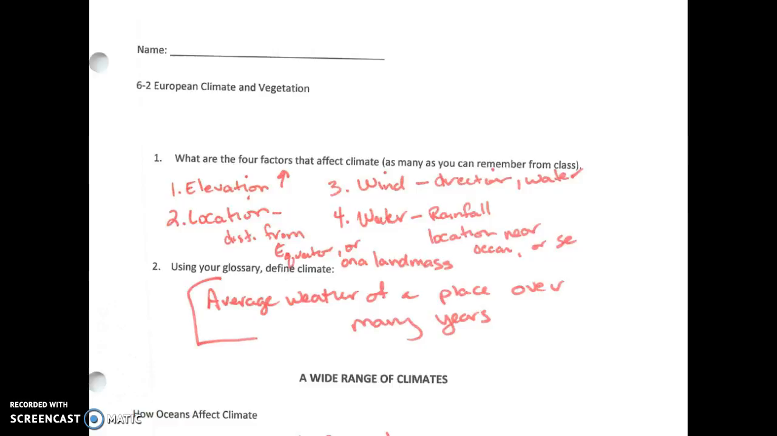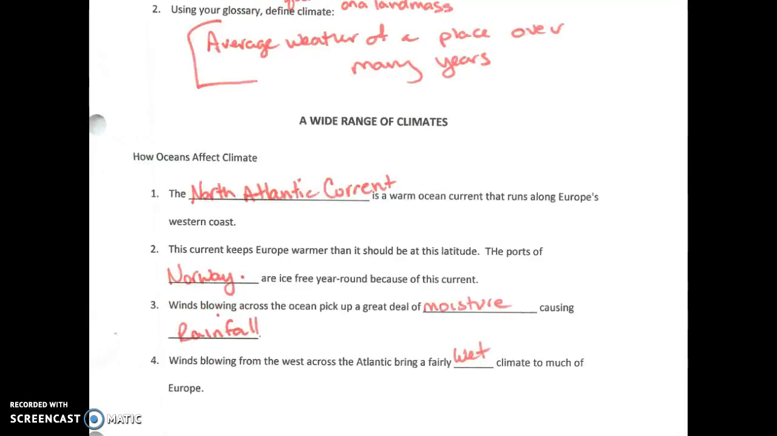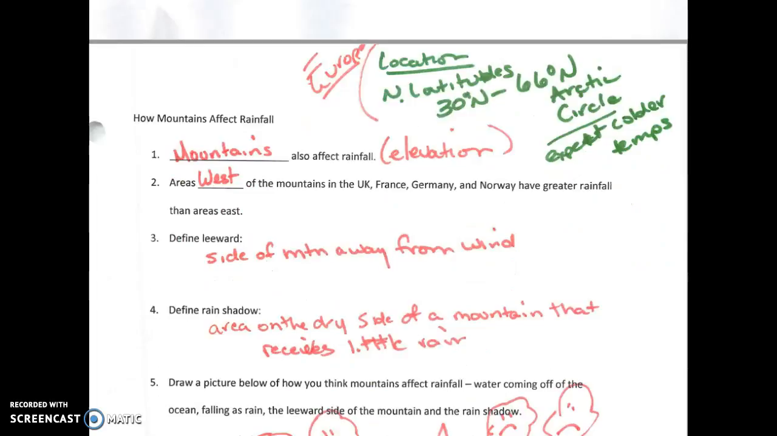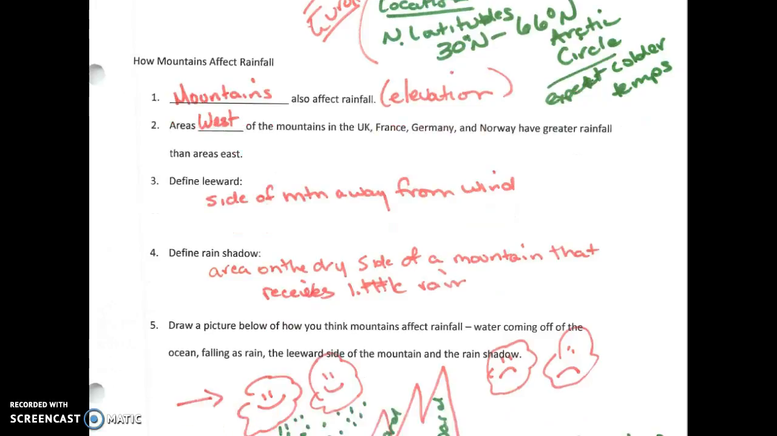Climate is the average weather of a place over many years. So weather is a snapshot, climate is the long-term picture. For these, I'm not going to go back over these notes, but you have the opportunity, if you missed anything, to go ahead and get that filled in.